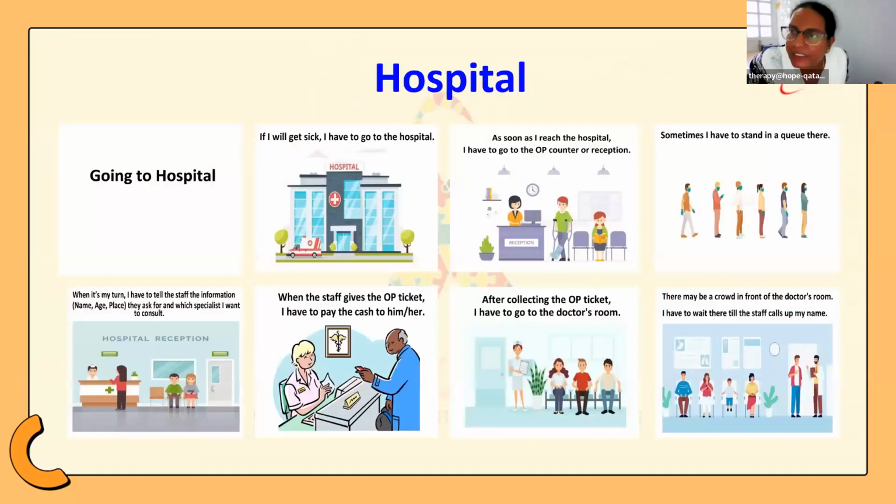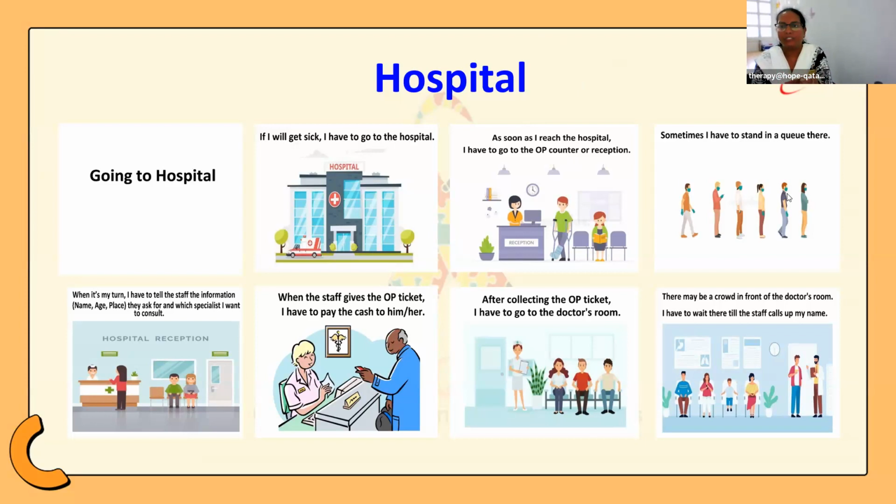Now suppose you're taking the child to the hospital. First you will create a heading, going to hospital. Here the descriptive is, if I get sick, I have to go to hospital. The descriptive sentence: as soon as I reach the hospital, I have to go to the OP counter or reception. With a visual guide, you are illustrating to the child, this is a hospital. After going to hospital, what are the things you have to do?